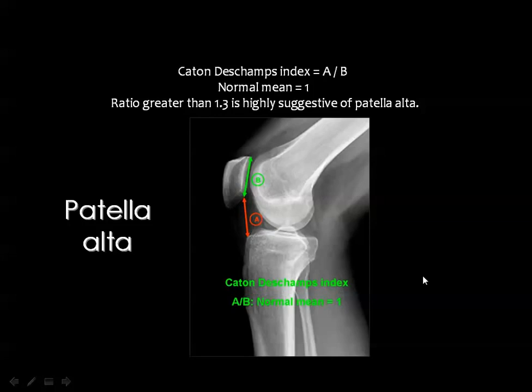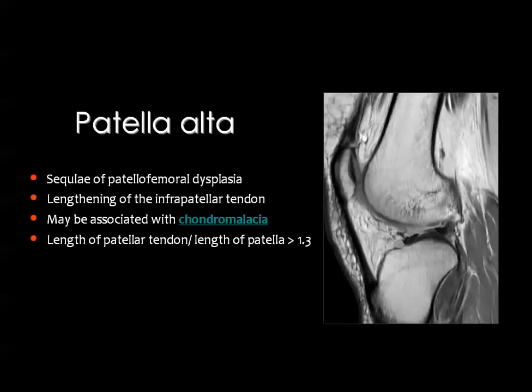All are aiming to make some rules for accurate diagnosis of patella alta, that is, upward displacement compared to the normal position. This is one of the ways where you can measure the length of the patella and measure the length of the infrapatellar tendon. This infrapatellar tendon in normal ranges will be 1.3 the length of the patella itself.